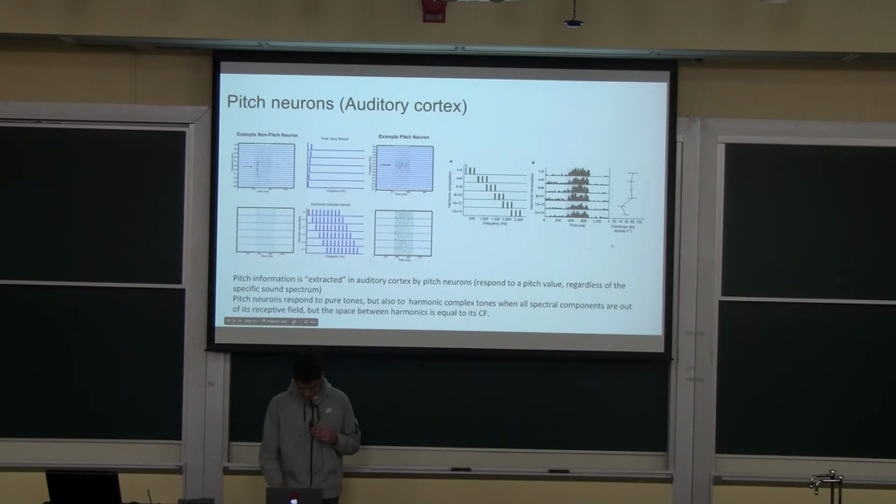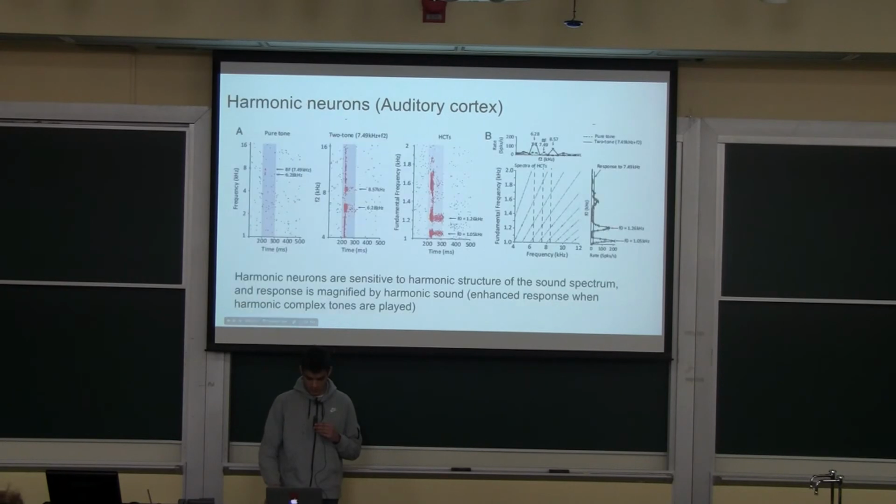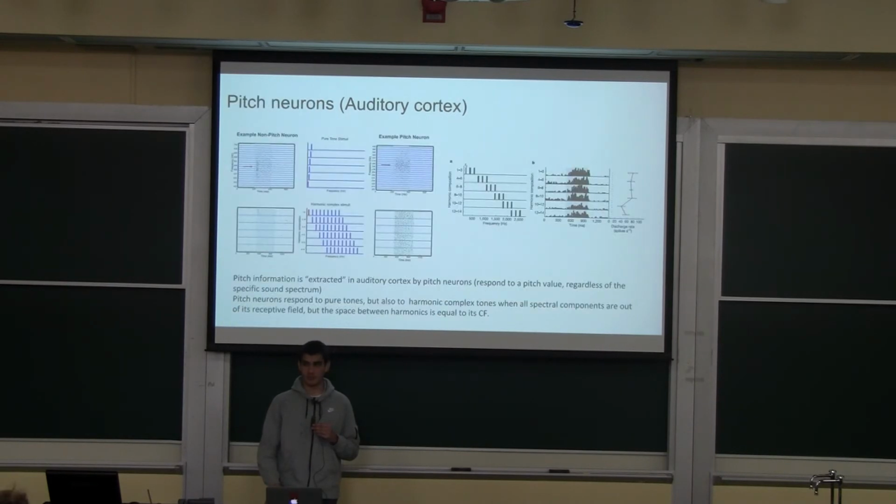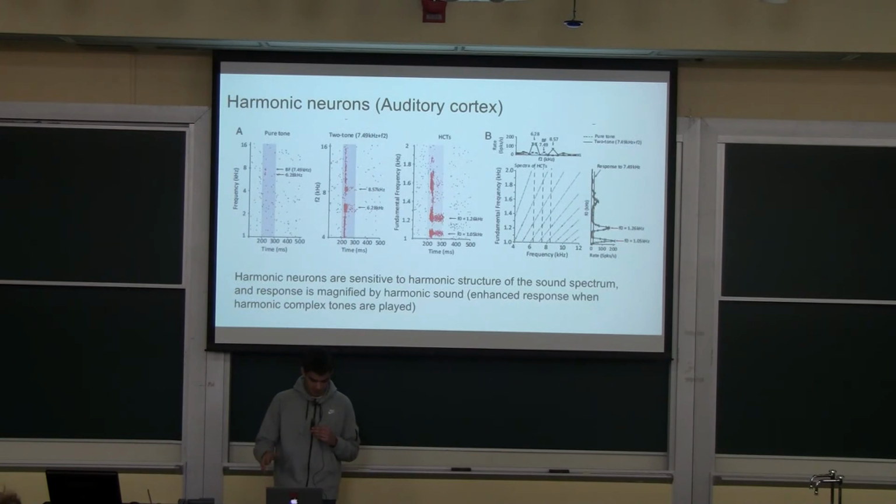The graph shows a similar sort of idea. Does that make sense? Pitch neurons. Okay. Harmonic neurons are a little bit complicated, but the idea is that elsewhere in the cortex, you have neurons that are sensitive to the harmonic structure of the sound spectrum, and you get a greater response when you play harmonic complex tones.